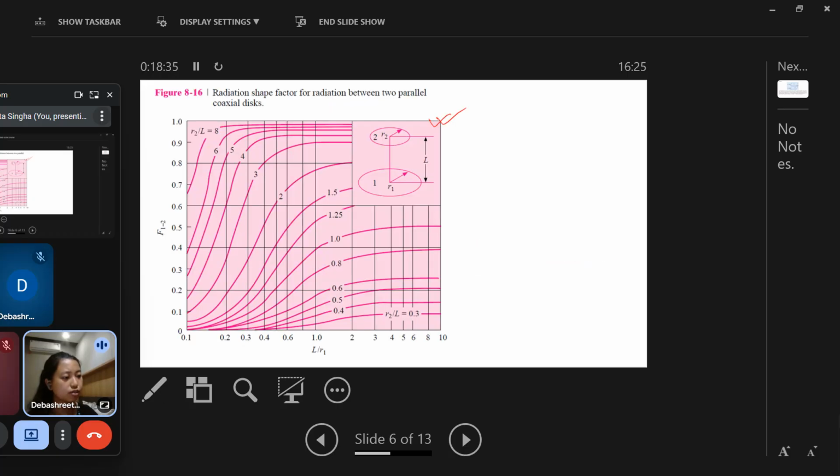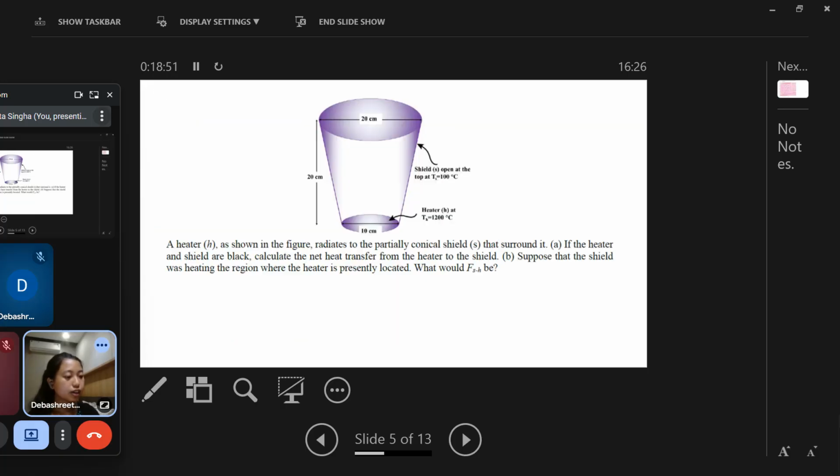So here also we have standard plots, and here again the same thing. We have to know what exactly we are considering. This R1 means surface 1 and surface 2, which we are considering. So first is a heater. The heater, as shown in the figure, radiates to the partially conical shield S that surrounds it. So the shield is the surrounding. It's a 3D structure. The curved surface part is the conical part.